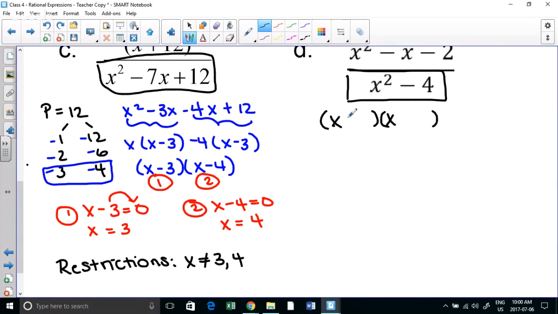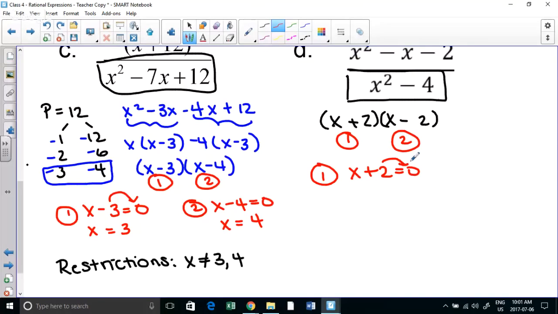So this, I take the square root of the first, gives me x. Square root of the second, 2. One's a plus, one's a minus. Factor 1 and factor 2. From factor 1, x plus 2 equals 0. Bringing this over, x is negative 2. It's a little weird because the negative and the 2 got stuck together. Factor number 2, x minus 2 equals 0. So if I bring this over, x is equal to 2.